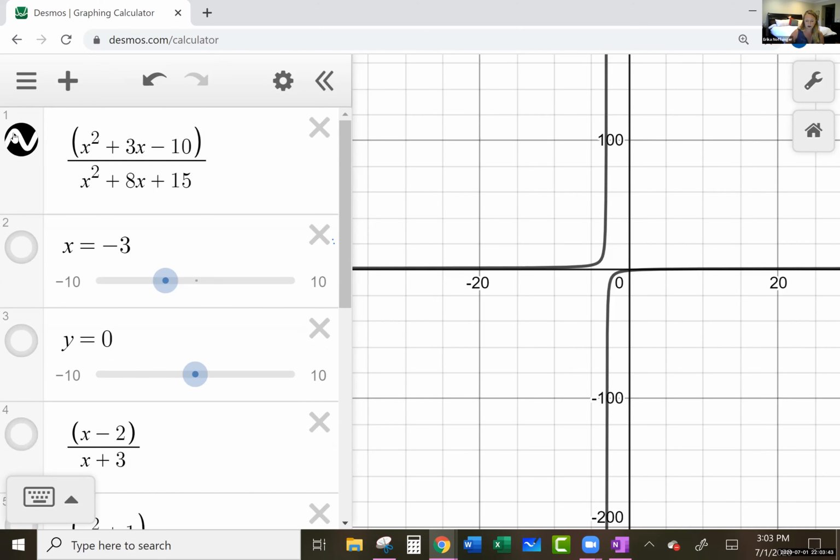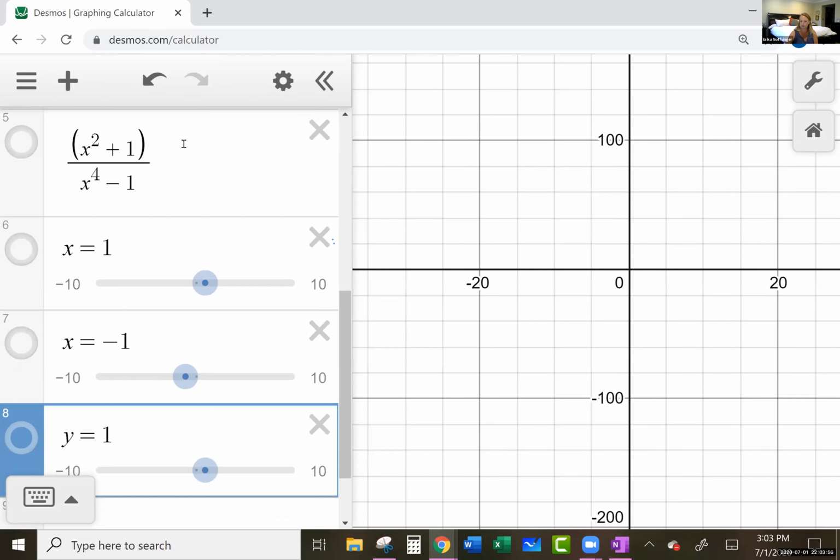And then, if there are any questions on that before I take it away, I also have the equation for the other problem. And that was the equation x squared plus 1 all over x to the 4th minus 1.